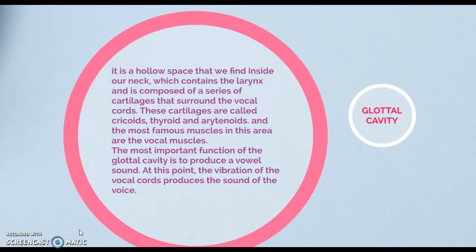It is a hollow space that we find inside our neck which contains the larynx and is composed of a series of cartilages that surround the vocal cords. These cartilages are called cricoid, thyroid, and arytenoids, and the most famous muscles in this area are the vocal muscles.